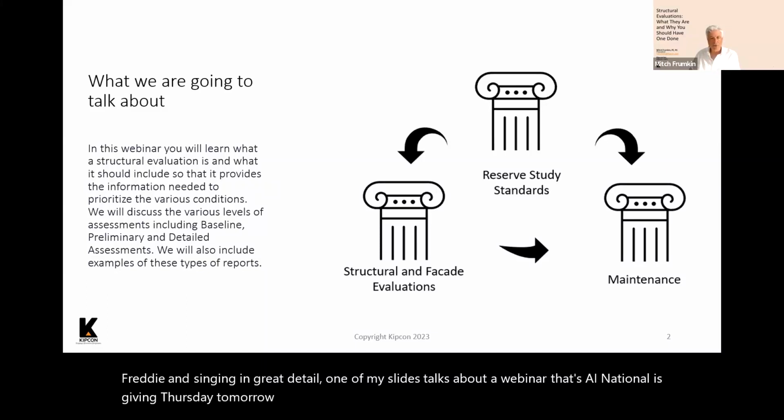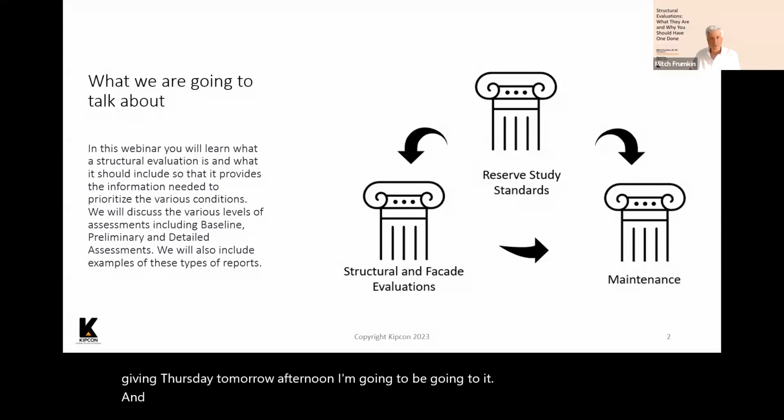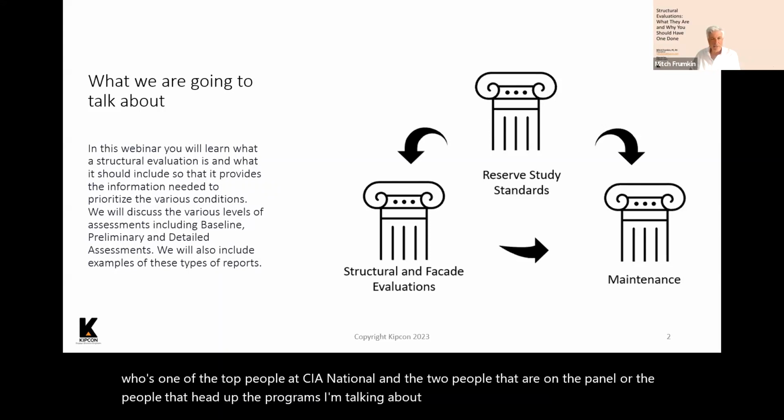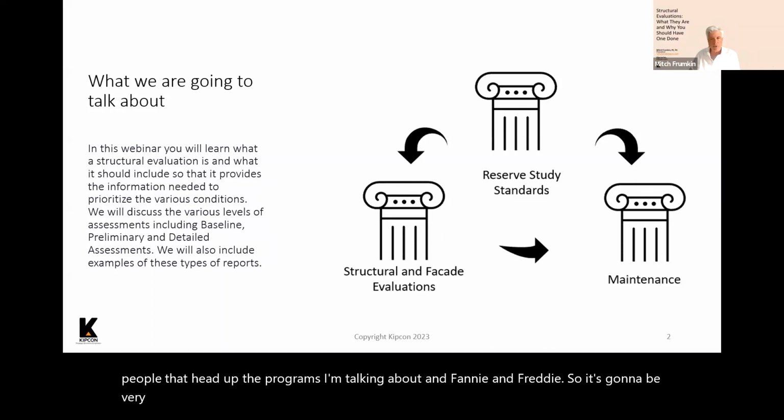I'm going to be going to it, and there are two people that are speaking, and it's being moderated by Dawn Bauman, who's one of the top people at CAI National. And the two people on the panel are the people that head up the programs I'm talking about, at Fannie and Freddie. So it's going to be a very interesting webinar. I'm going to sit in tomorrow to see if what I say today is correct.